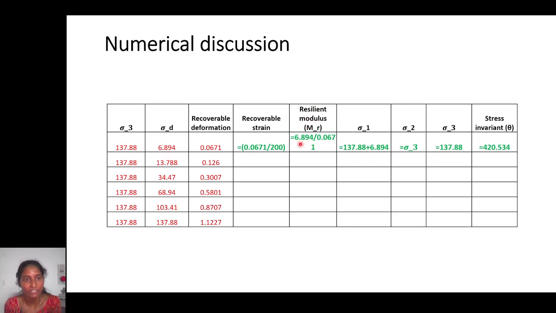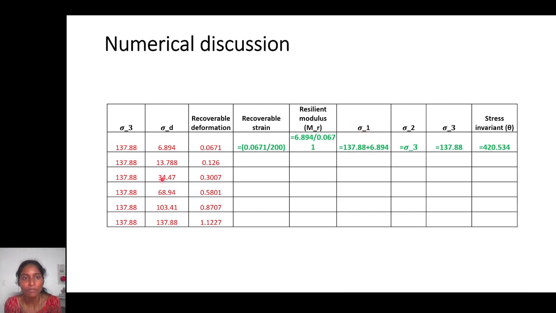Deviatoric stress 6.894 divided by which strain? Recoverable strain. Then if you take the ratio, you will get the resilient modulus. And if you want to calculate the stress invariant theta, which is nothing but the sum of sigma 1 plus sigma 2 plus sigma 3. Sigma 3 is already given directly. Sigma 1 you can calculate.